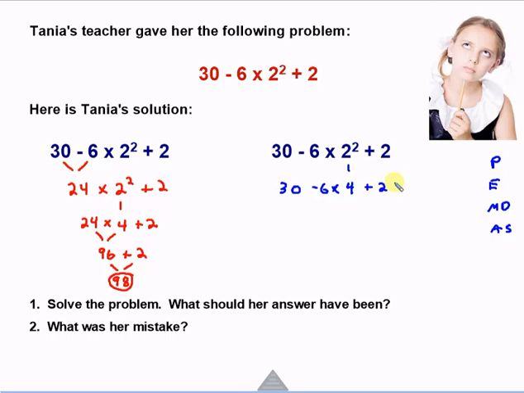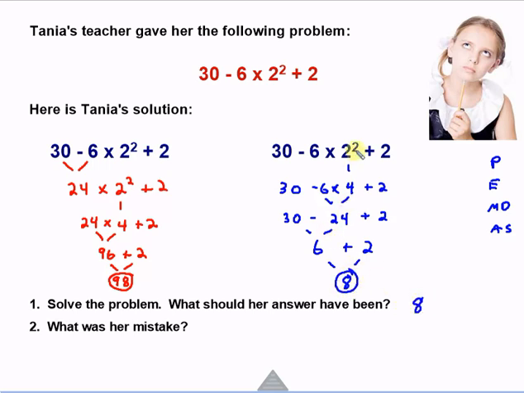Now, we have no more parentheses, no more exponents, but we do have multiplication. So we'll solve that one next. 6 times 4 is 24. So now we have 30 minus 24 plus 2. We don't have any more multiplication and division, so now we're down to addition and subtraction. And we remember that those go left to right, so we start on the left first. 30 minus 24 leaves us with 6 plus 2, and that is going to give us 8. So her answer should have been 8.